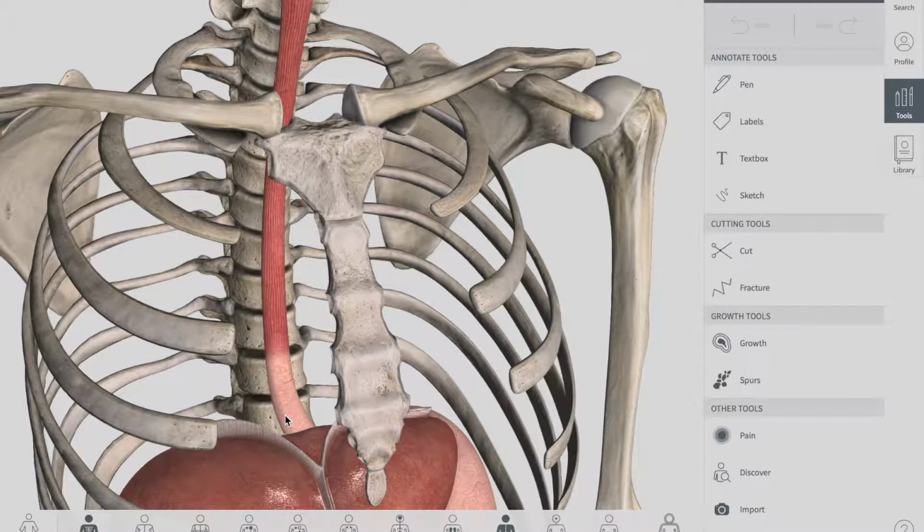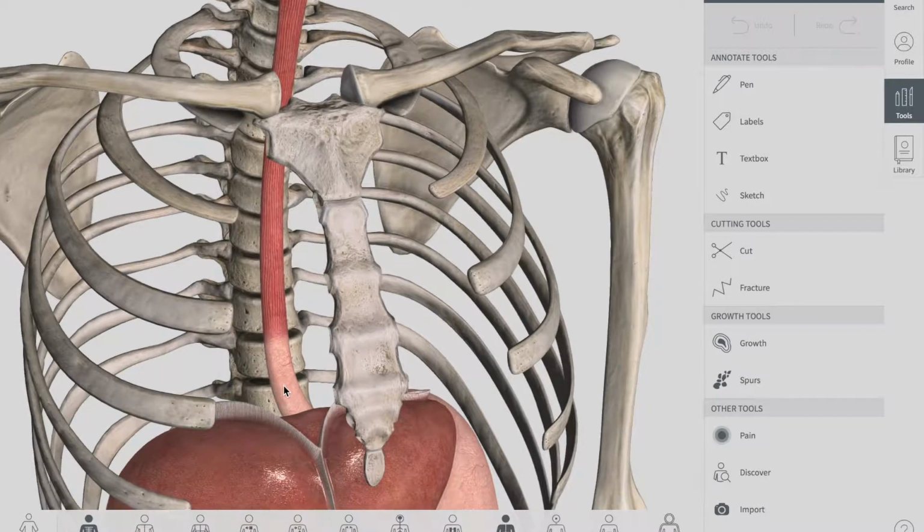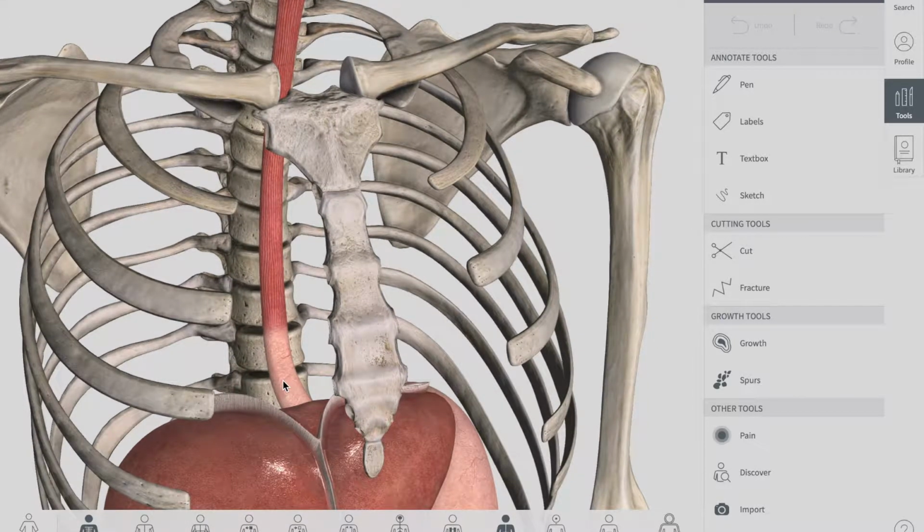Remember one more thing: food is transported through the esophagus by peristalsis, which is a rhythmic contraction of your muscles that propagates down the esophagus. Hardening of these muscular layers can interfere with peristalsis and cause difficulty in swallowing, which is also called dysphagia.